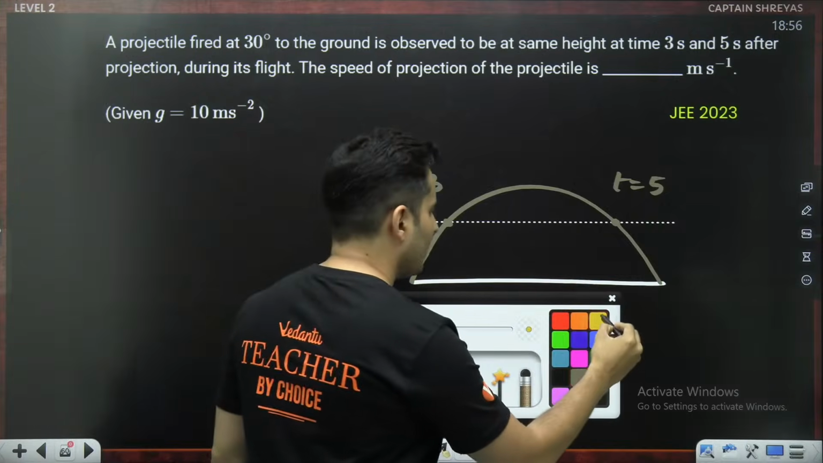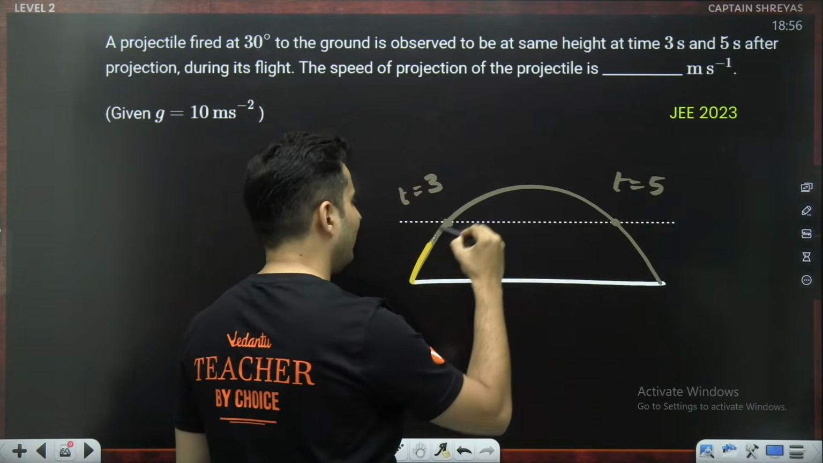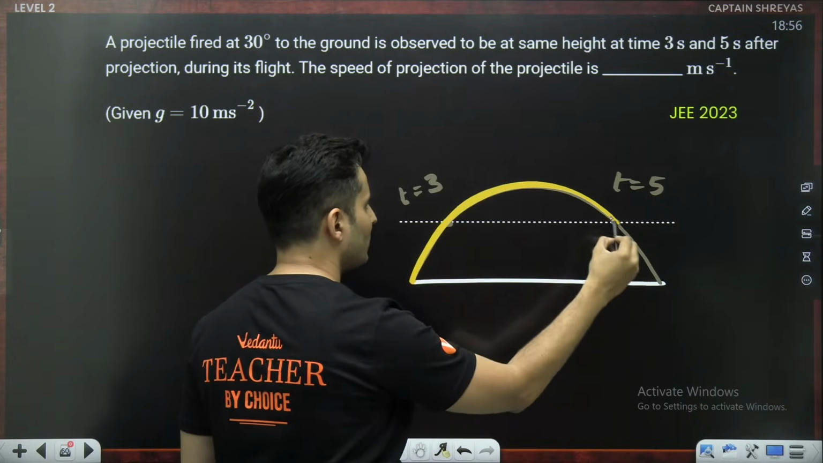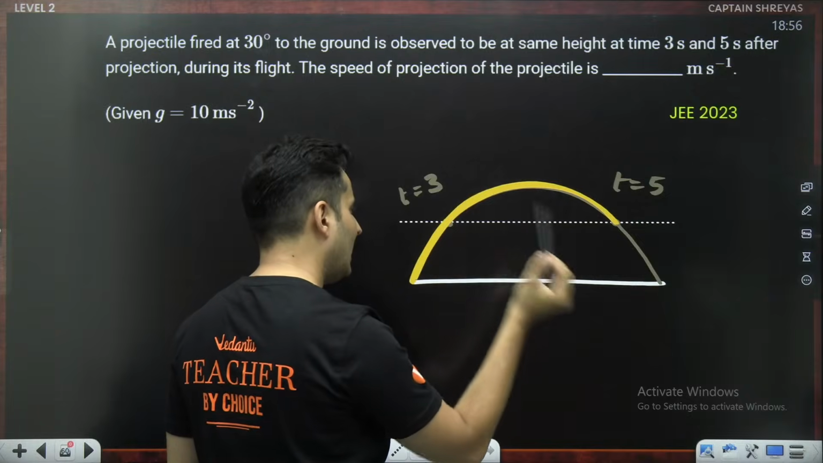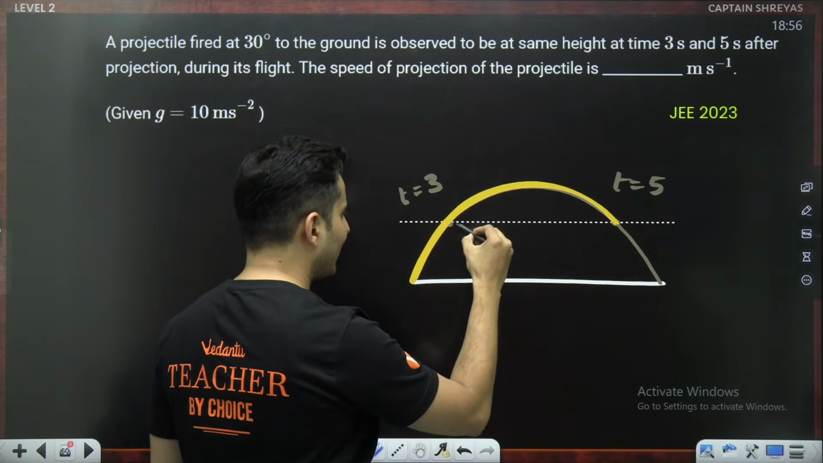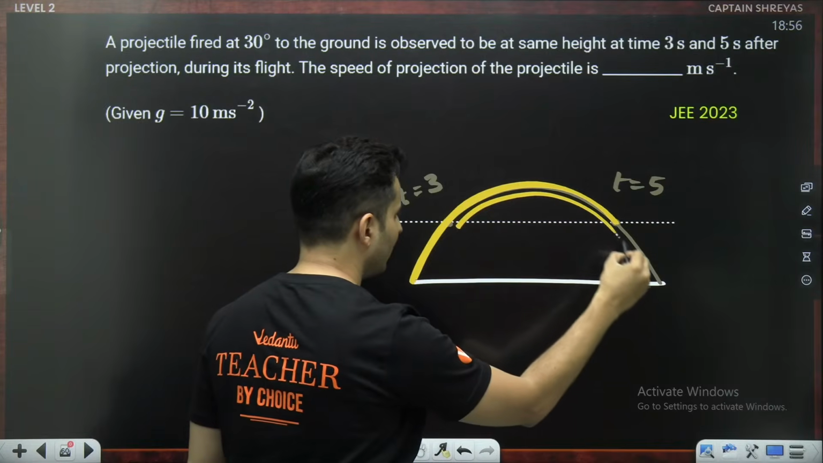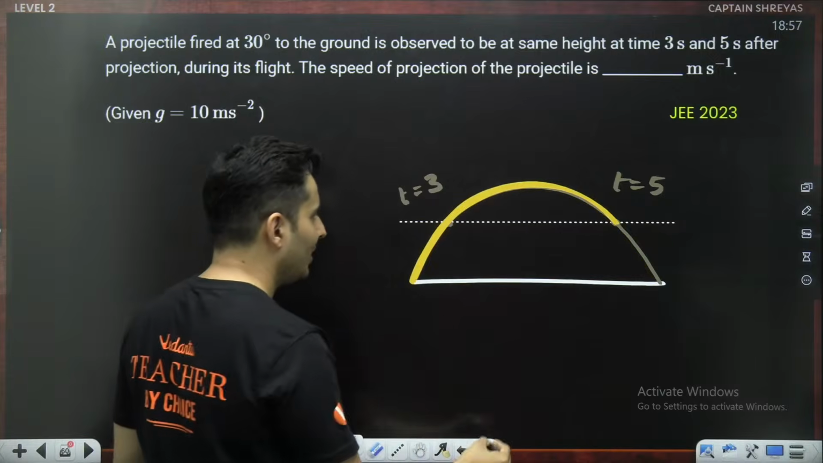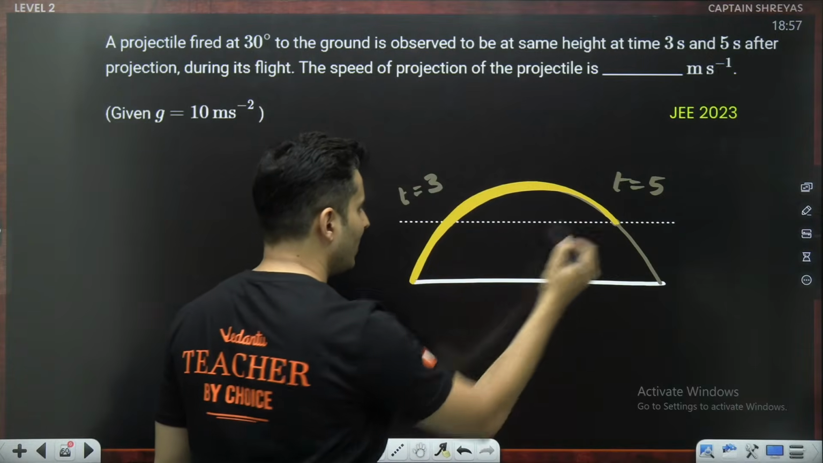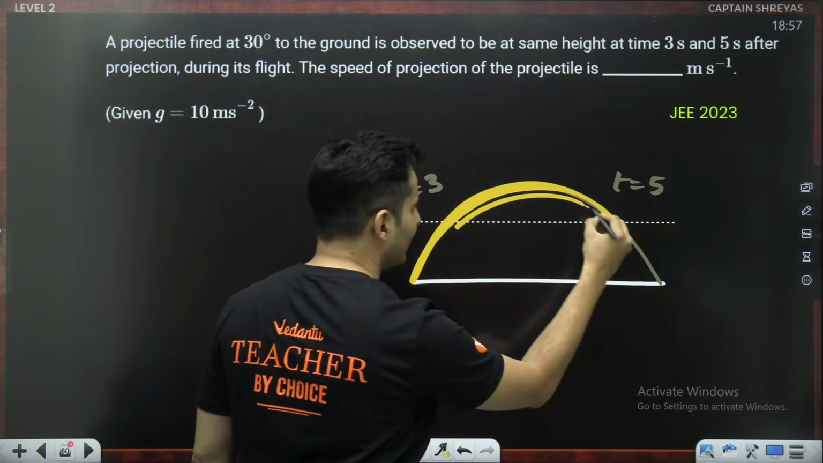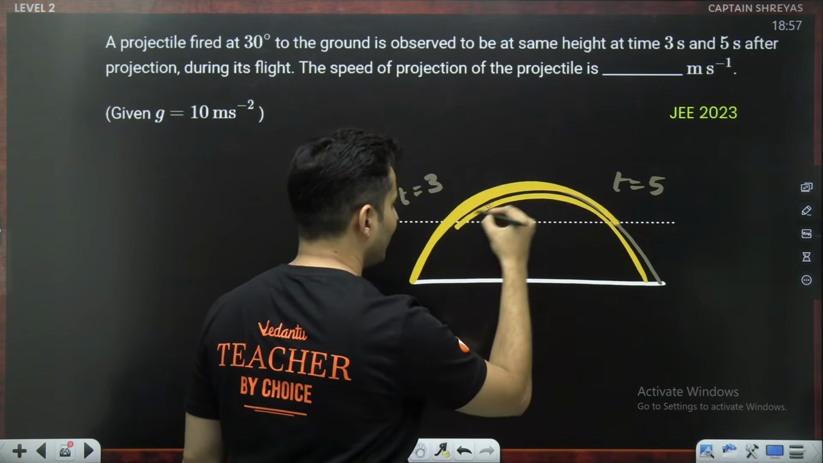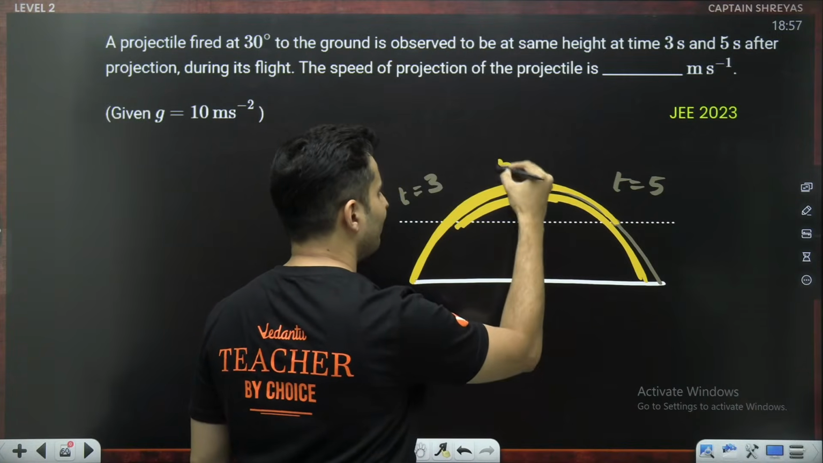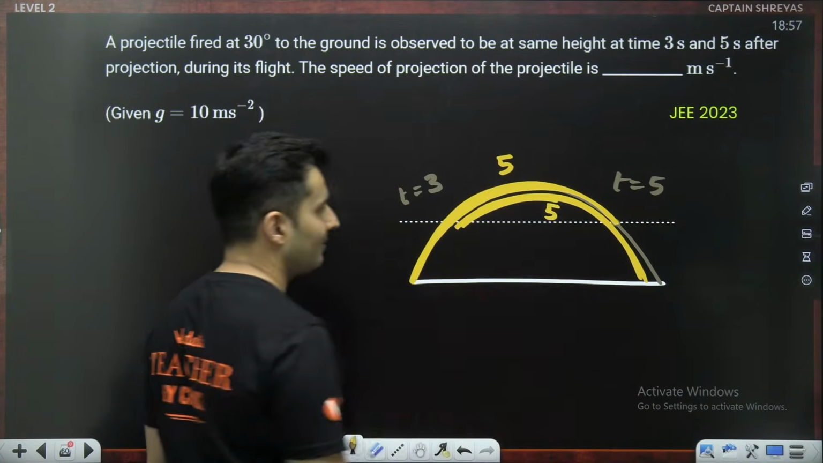Understand that if it takes 5 seconds to go from here to here, it will also take 5 seconds to go from here to here by symmetry. Everything is symmetric, correct? So if it takes 5 seconds to go from here to here, it should also take 5 seconds to go from here to here. I hope this is very, very clear. So if this is 5, even this is 5.